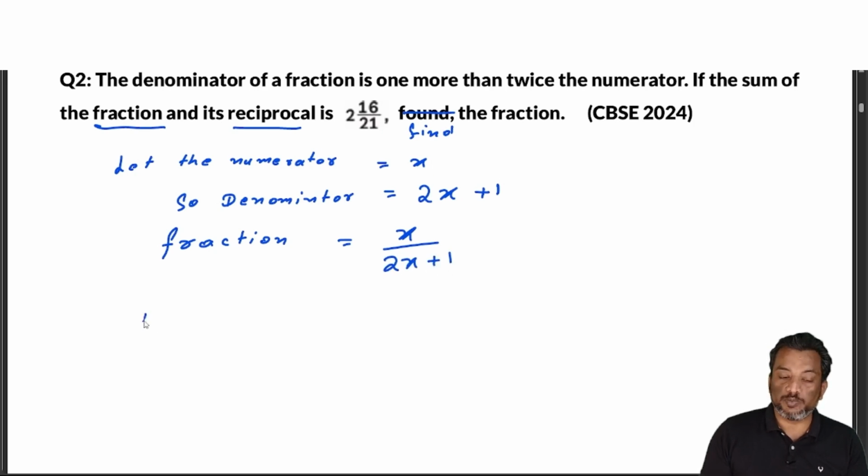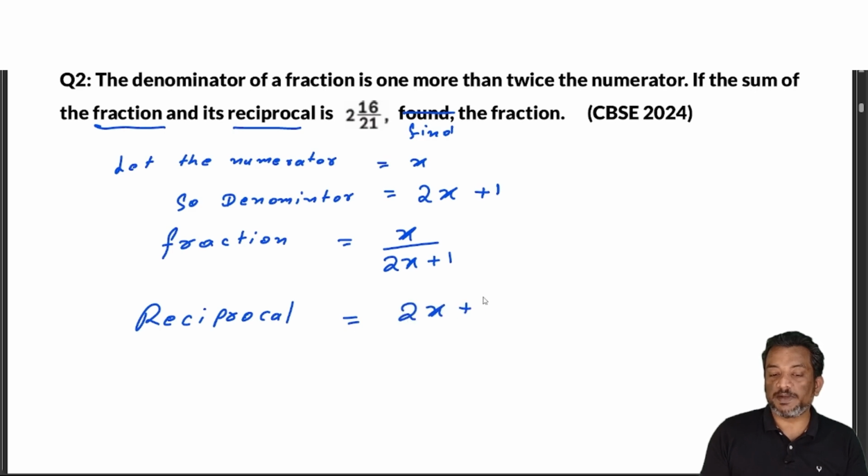Now, what is the reciprocal of the fraction? Because it is saying reciprocal, we will write the reciprocal of the fraction. So the reciprocal will come as 2x plus 1 over x. Now it is saying the sum of the fraction and its reciprocal.